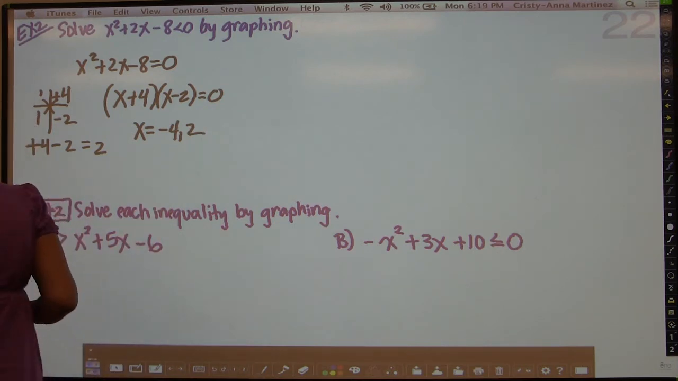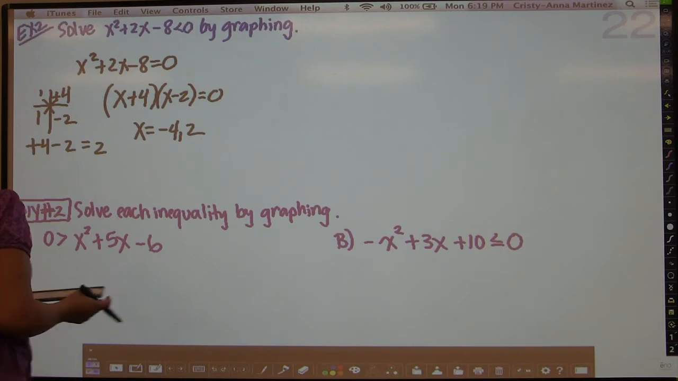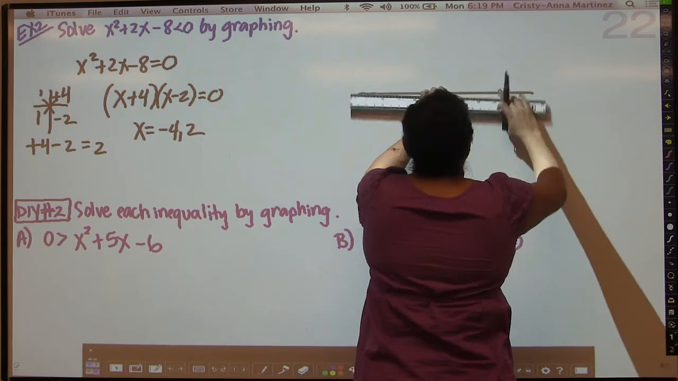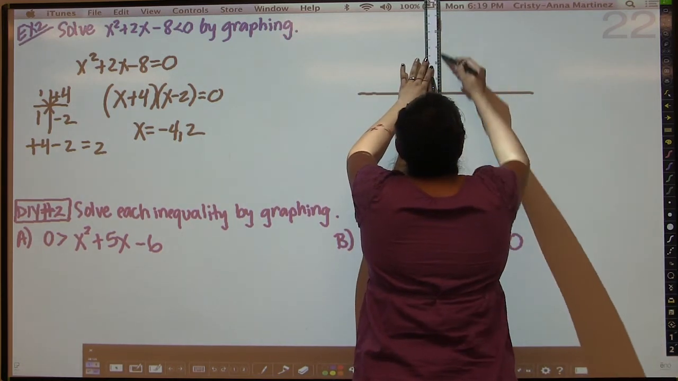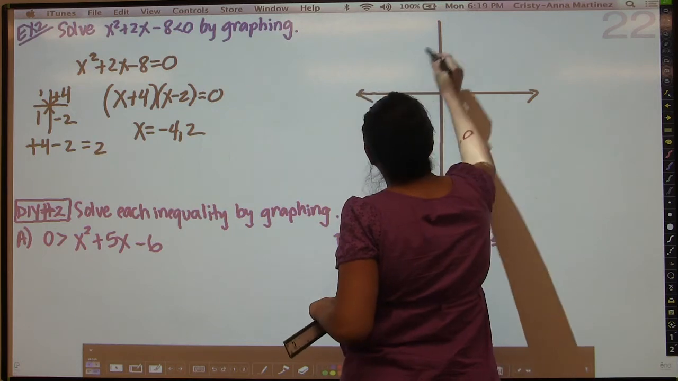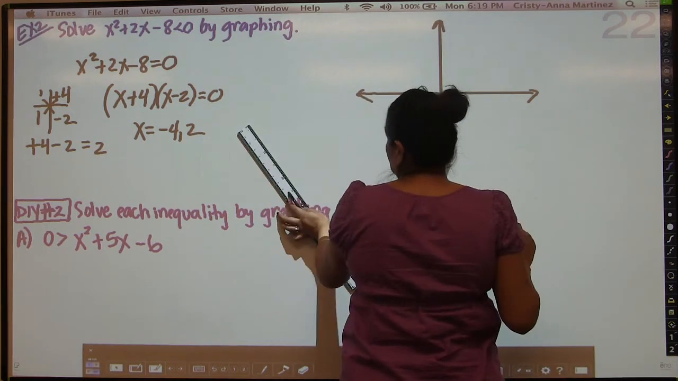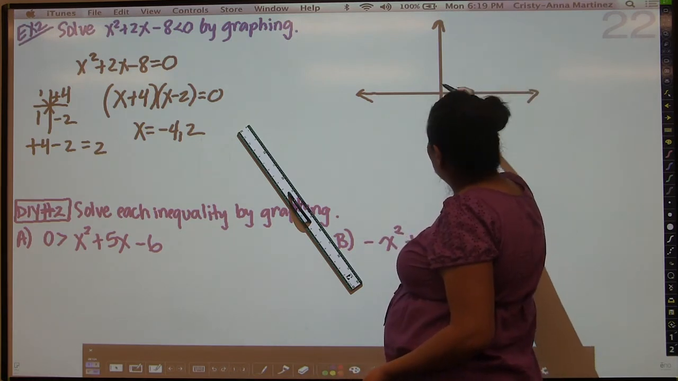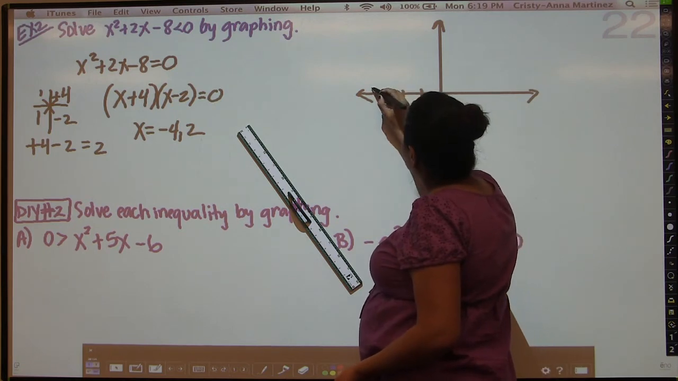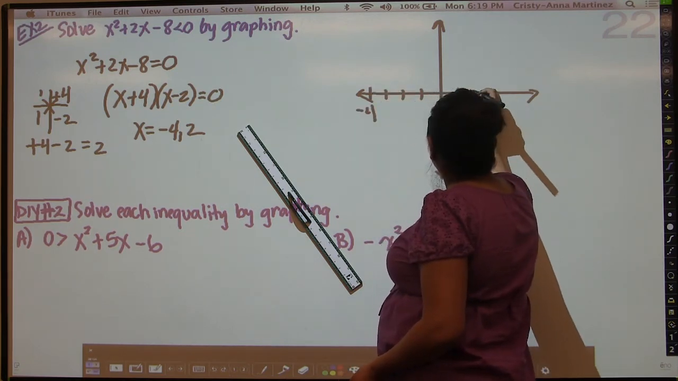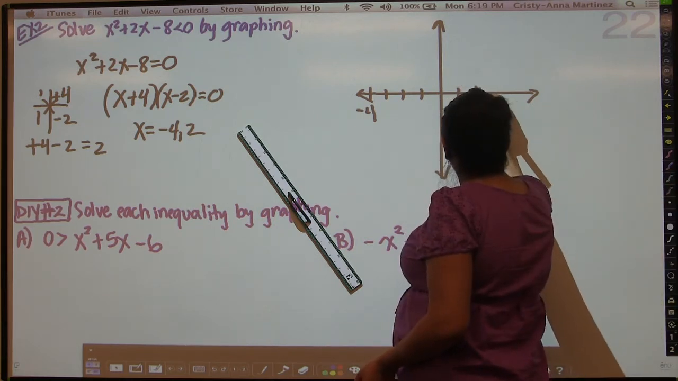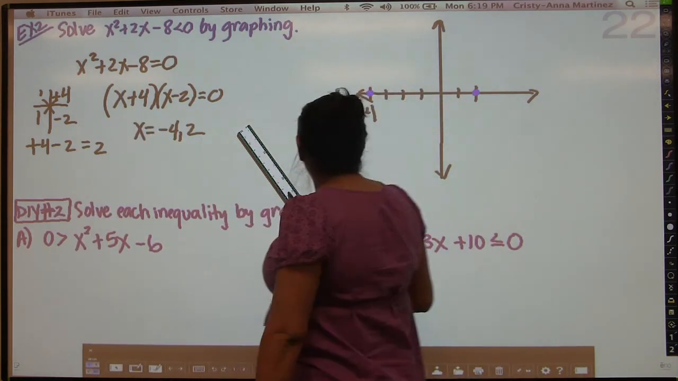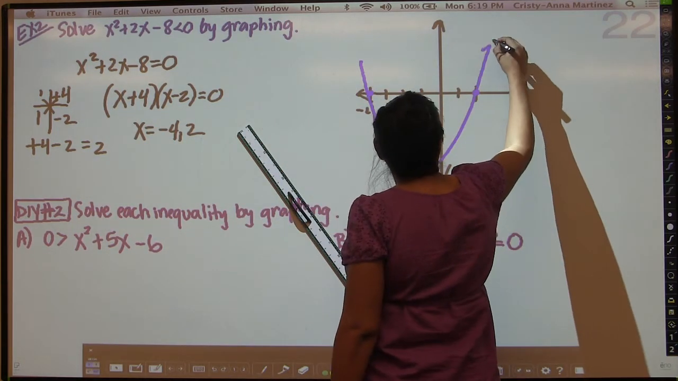Alrighty, so when we graph this little guy, it's really simple. It doesn't have to be exact. We don't have to know the vertex for this. All we have to know is the zeros and which direction the parabola is going. In other words, here we have 1, 2, 3, 4, negative 4, and positive 2. So we have 1 zero there and 1 zero at negative 4. And because this is a positive x squared, we know that it's opening up. So the parabola looks like this.